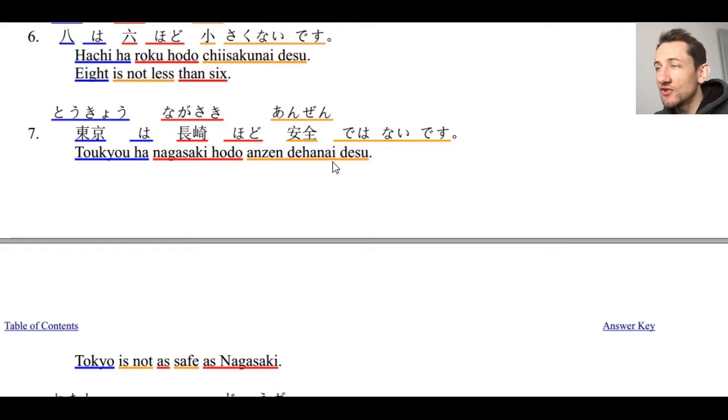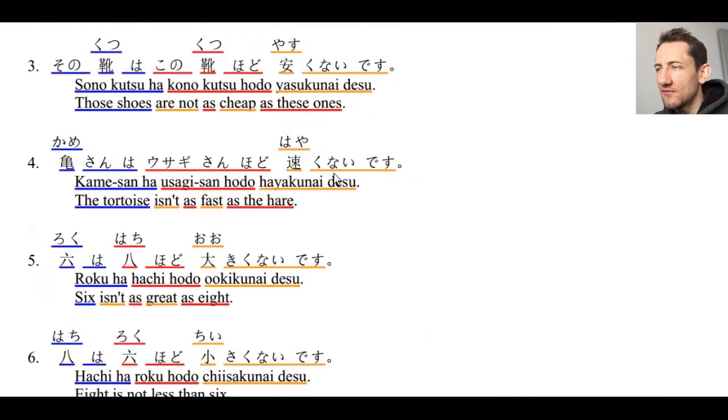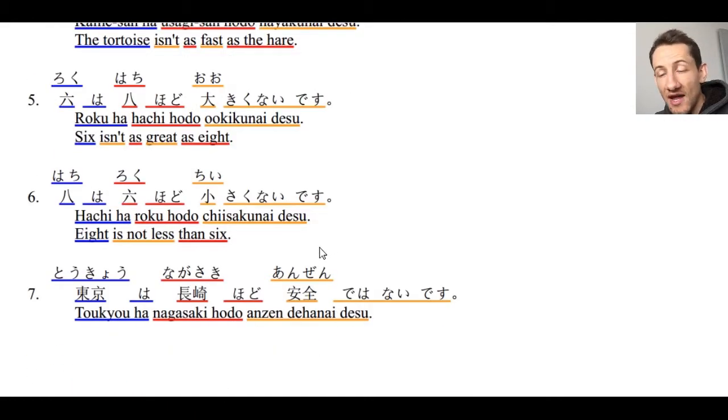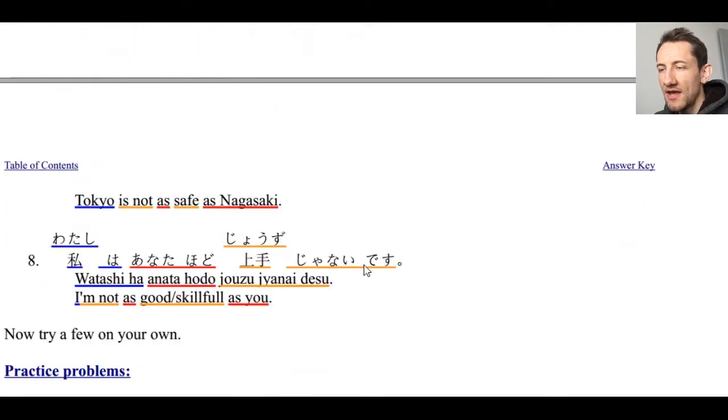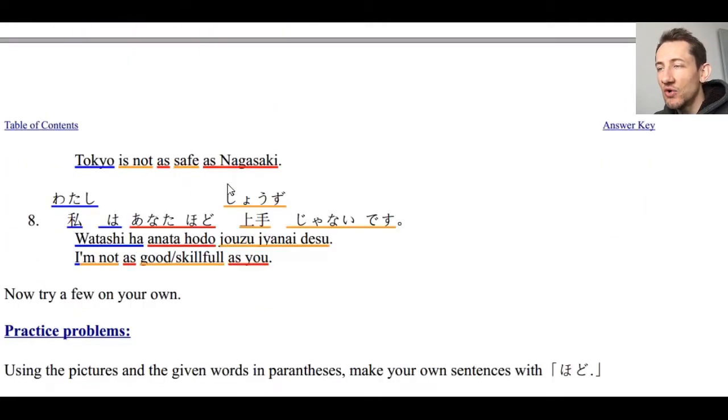It's the exact same. And you'll notice here that all of these have been i adjectives: yasui, hayai, ookii, chiisai. But we're not limited to just using i adjectives. We can also use a na adjective. So the negative form of a na adjective would just add de wa nai. Anzen de wa nai. And number 8, 私はあなたほど上手じゃないです。So I'm not as skillful as you. So here we have another na adjective, but we're being a little more casual. So instead of saying 上手ではない, we can say 上手じゃない. Same thing.